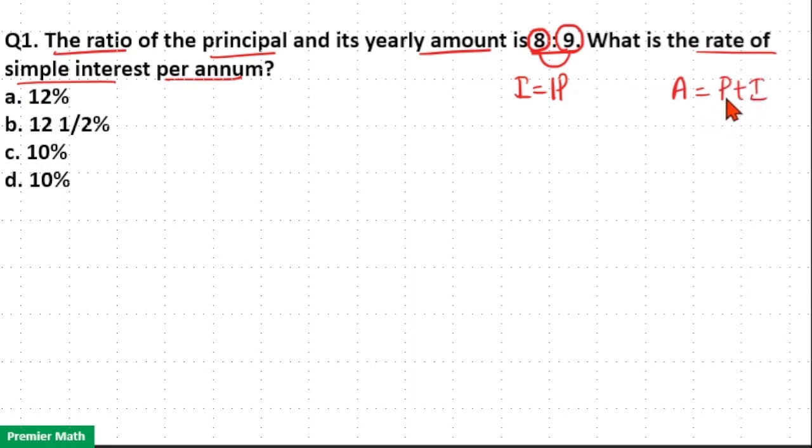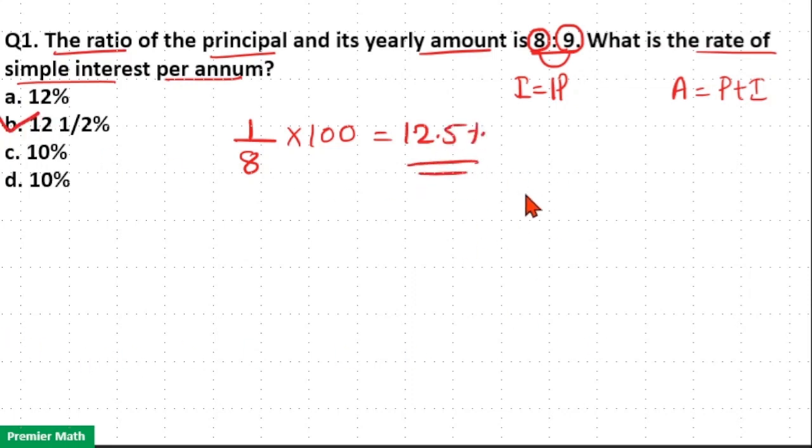Then interest is equal to amount minus principal. Now, if interest is 1 part, that means I got 1 part out of this initial amount 8 parts. So, 1 by 8 is the rate. 1 by 8 into 100 means it is 12.5%. So, option B is your answer.